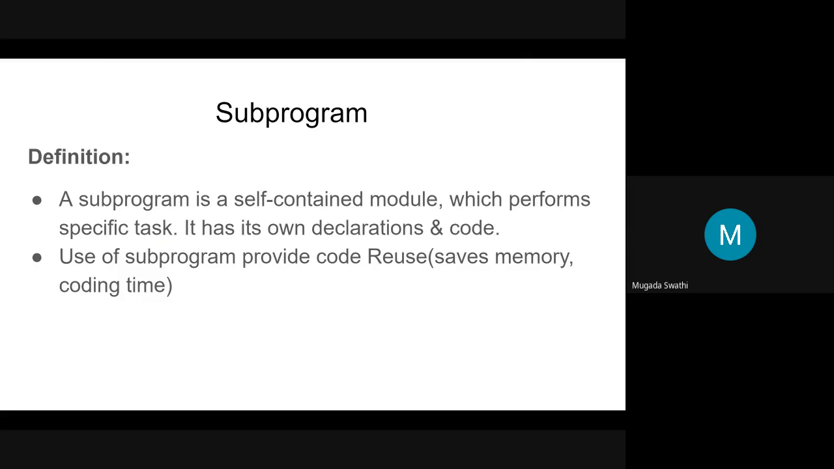So use of subprogram provides code reusability, which in turn saves memory and coding time. Code reuse aims to save time and resources and reduce redundancy, and leads to cost-effective programming.